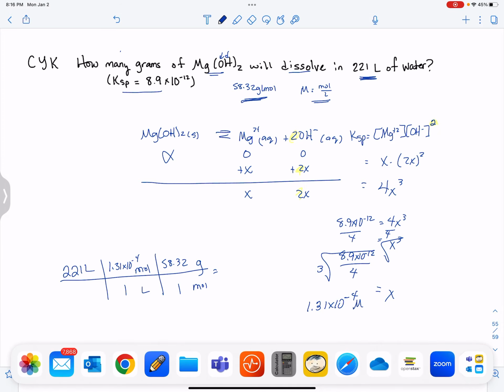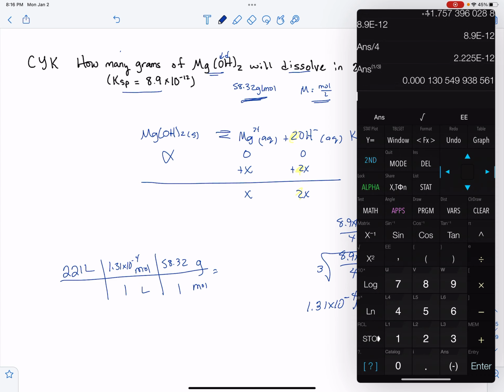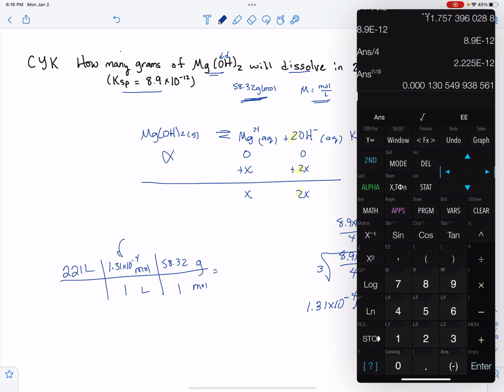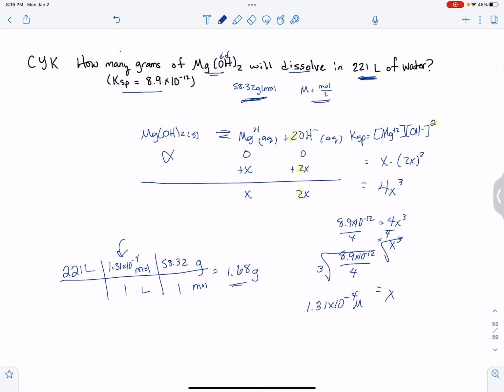Then I'll just bring that calculator back up, and here I've already got my number in there. That's this number here. So I'm still going to just multiply it times 221 and then times 58.32. So it's going to be 1.68 grams is how much will dissolve in this amount of water. That's a lot of water, by the way, and that's not a lot of grams. That's why this is an insoluble salt.